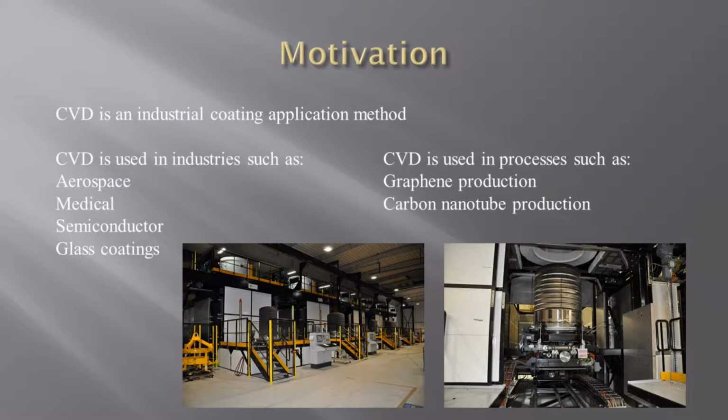Chemical vapor deposition, or CVD, is an industrial coating application method. It is used in industries worldwide. Some examples of these industries include the aerospace industry, the medical industry, the semiconductor industry, and the glass coatings industry. CVD is part of many processes as well, such as graphene production and carbon nanotube production.